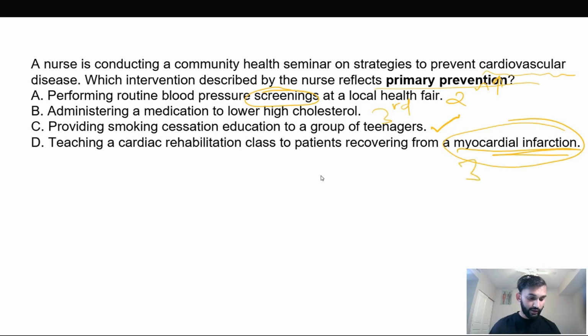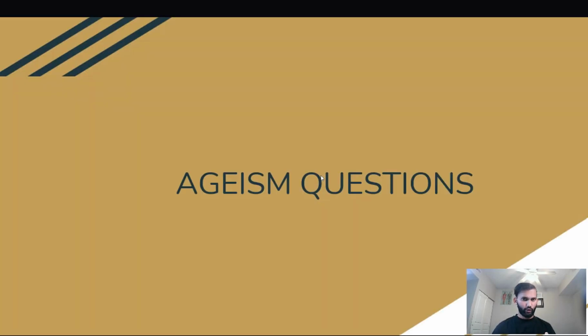And that's your tertiary again. So the answer to this question is option C, providing a smoking cessation education to a group of teenagers. So we are educating them before they have a problem. We are trying to fix it before it even happens in the first place. And those are the different categories of the question you could be expected to know from the primary, secondary, and tertiary. Now let's practice another type of question, which would be ageism question.